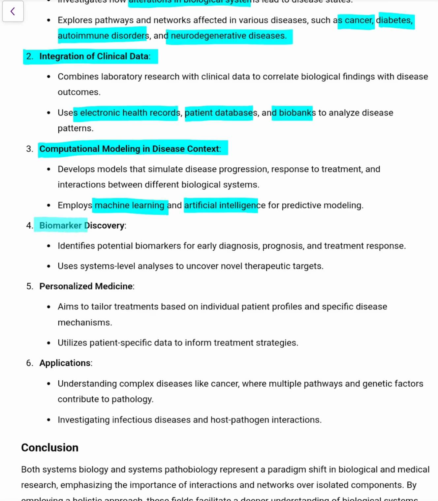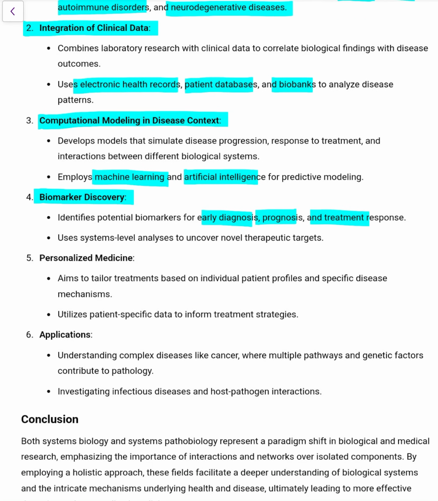Next is biomarker discovery. Potential biomarkers for early diagnosis or prognosis or even for the treatment response can be identified. With that we can also use the system-level analysis to uncover novel therapeutic targets. Some other biomarkers we can target for the particular disease, that also can be studied.